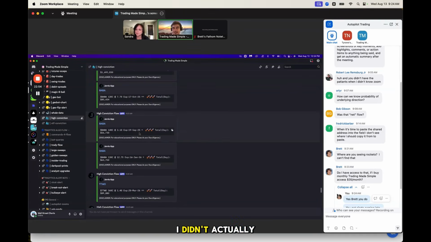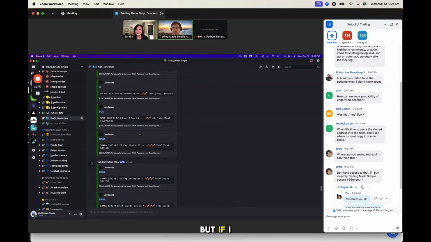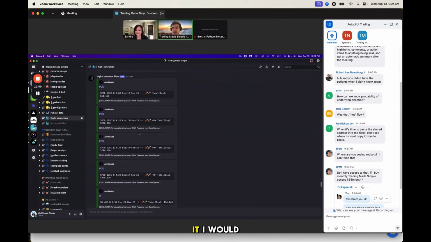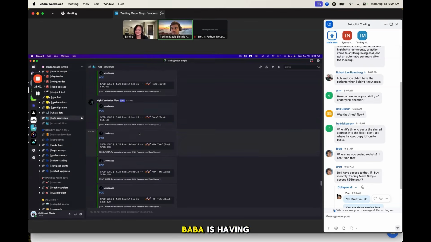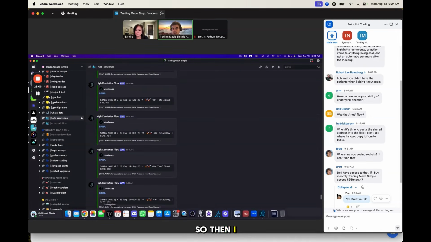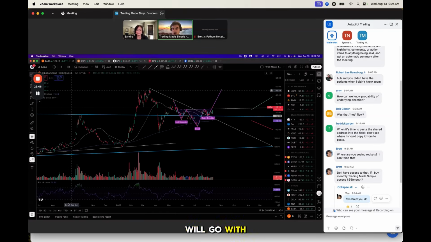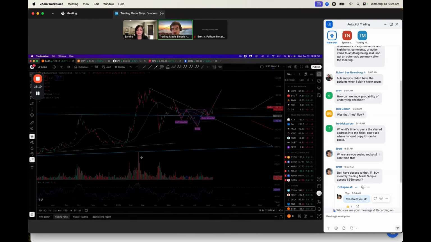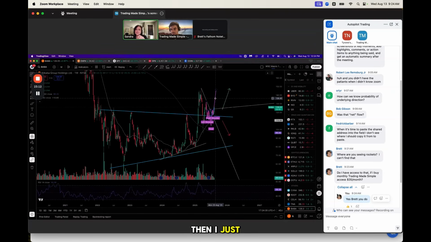In this case, I didn't actually notice BABA yesterday, but if I would have noticed it, I would notice, oh, okay, BABA is having a lot of bullish flow. What do we have here on the chart? Then I go to the chart and I will go with the weekly first. One second. So this is what we do.